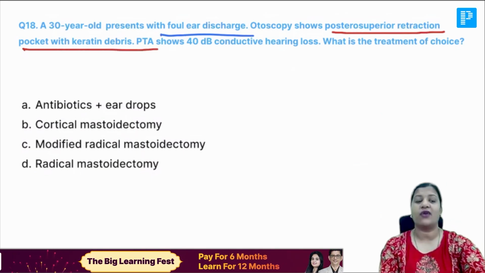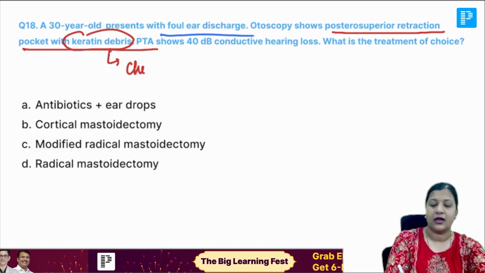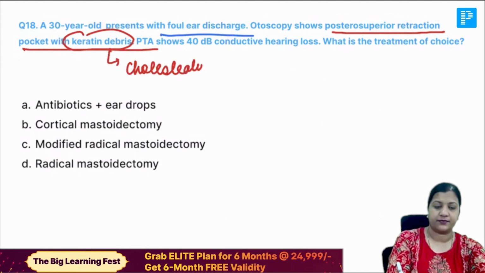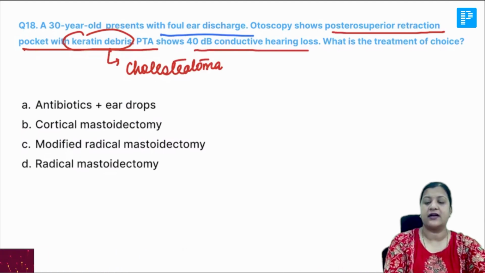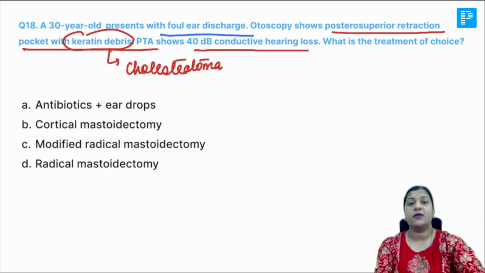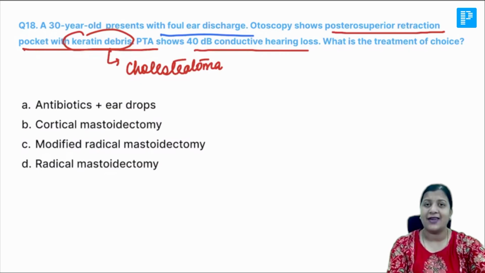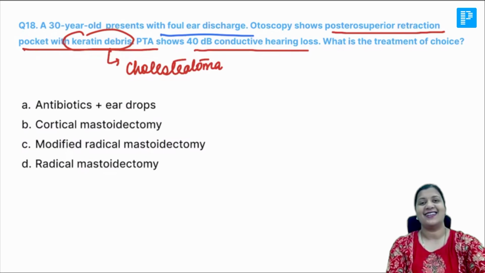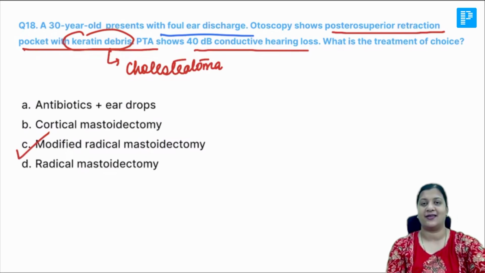Keratin is seen only in one condition, which is that condition where you get keratin debris in the ear. It is cholesteatoma. Yes. PTA is showing 40 decibels conductive hearing loss. And what is the treatment of choice? So the treatment of choice for cholesteatoma, we have learned time and again, is never medical therapy. You have to go for surgery, and the surgery of your choice will be modified radical mastoidectomy.